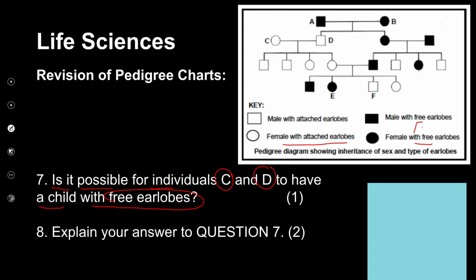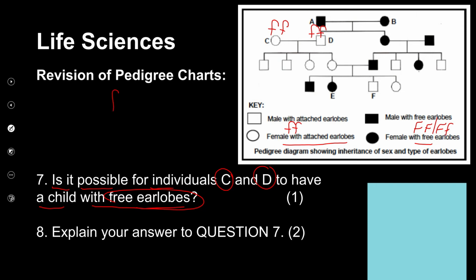So we refer to them as being either that or that, so homozygous or heterozygous. And the individuals that are attached will have to have the recessive alleles. So essentially, these individuals have to have 2 recessive alleles. So knowing that these individuals are homozygous recessive, let's try and unpack the next part of the question. Is it possible for individuals C and D to have a child with free earlobes?